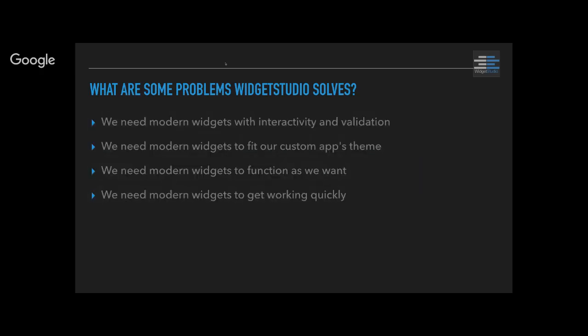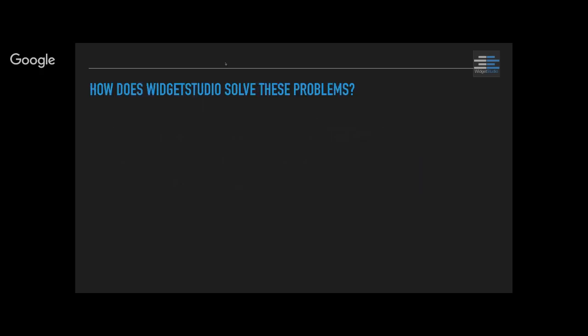Because here's what I had said before, as well as the JavaScript stuff. This is where our value comes in. If we can provide our clients with modern, nice looking, awesome things with lots of interactivity that fit our theme, that get to work quickly, that's very valuable to our customers and thus to us. So WidgetStudio solves that. Oops, I forgot to change this. How does WidgetStudio solve these problems? What are the 3 ways it solves these problems? What's the first one?